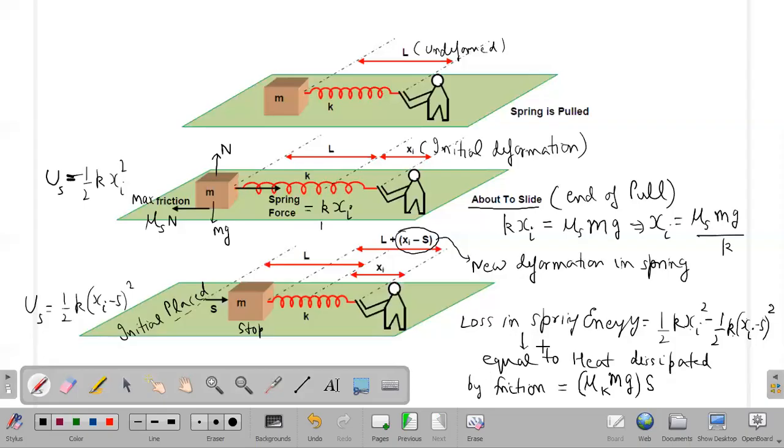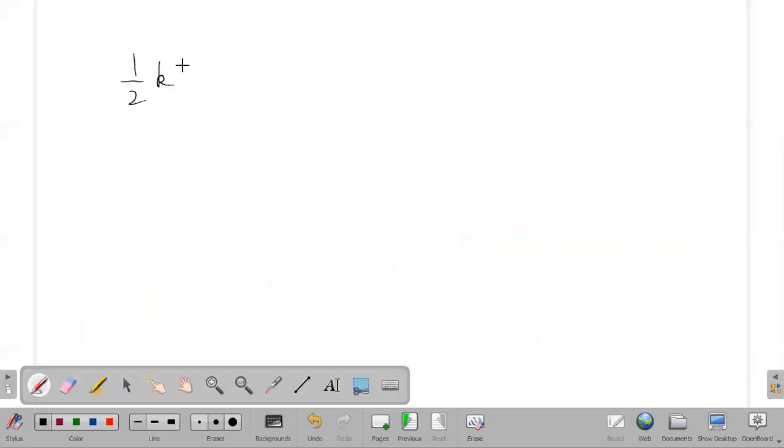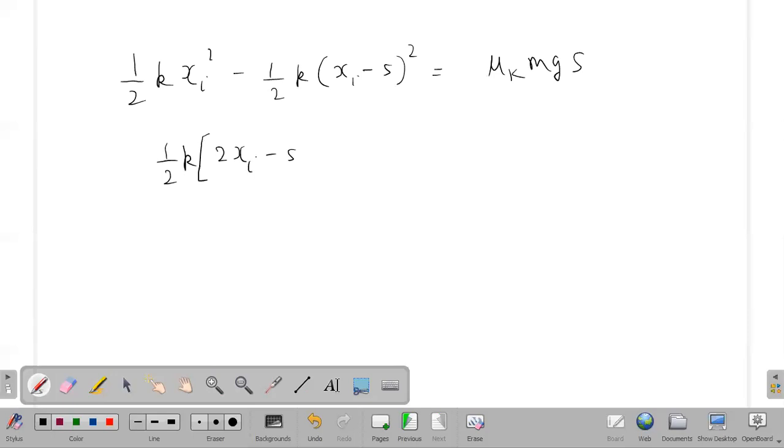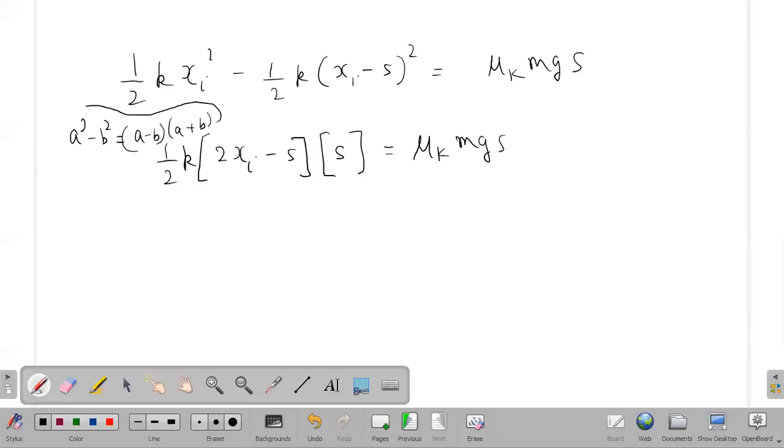So using this transformation of spring energy into heat energy, you can simply write down half k xi square minus 1 by 2 times k into xi minus capital S square should be equal to mu k times mg multiplied by capital S. If I simplify it, then I get half k times 2xi minus capital S into capital S equal to mu k multiplied by mg into S. Here I have used the identity a square minus b square equals a minus b multiplied by a plus b.